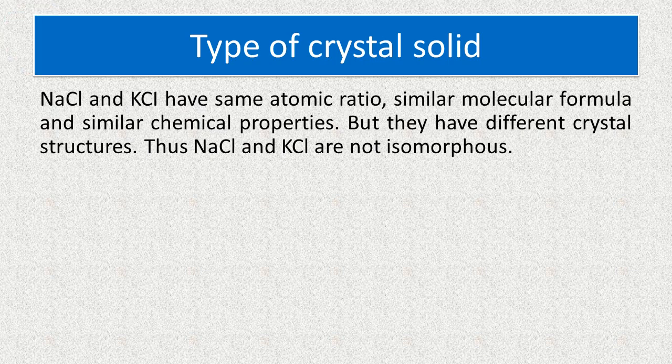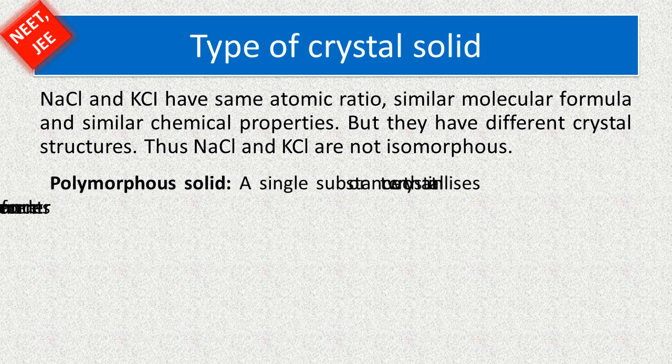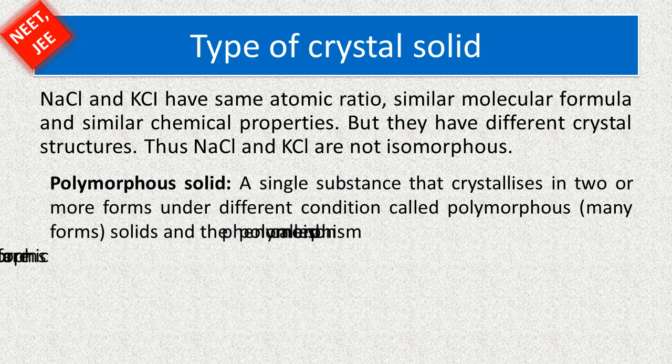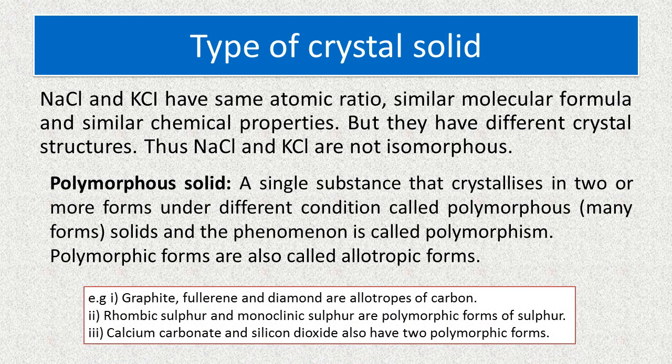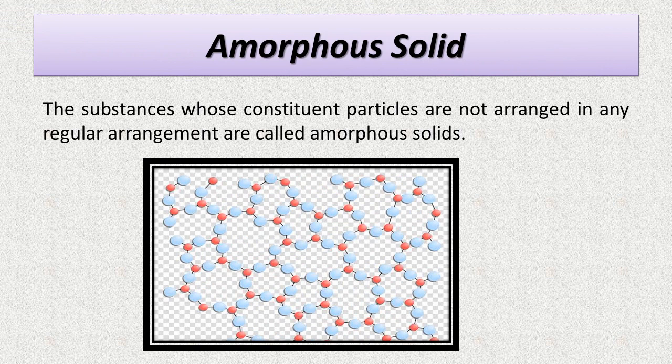NaCl and KCl have same atomic ratio, similar molecular formula, and similar chemical properties, but they have different crystal structures. Thus, NaCl and KCl are not isomorphous. On the other hand, a single substance that crystallizes in two or more forms under different conditions is called polymorphous solid, and the phenomenon is called polymorphism. Polymorphic forms are also called allotropic forms. For an example, graphite, fullerene, diamond all are allotropes of carbon, while rhombic sulfur, monoclinic sulfur are polymorphic forms of sulfur. Second type of solid state, amorphous solid.